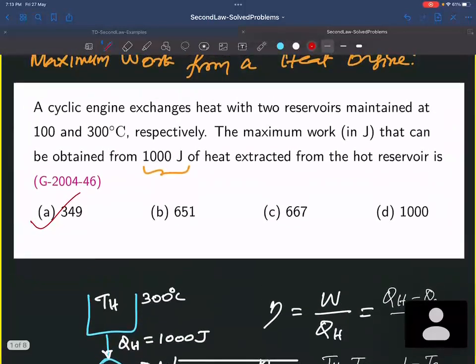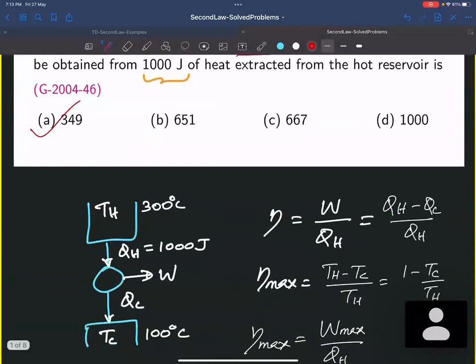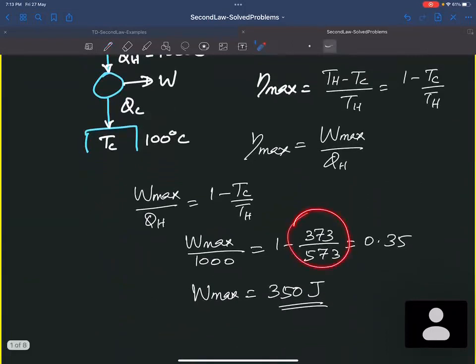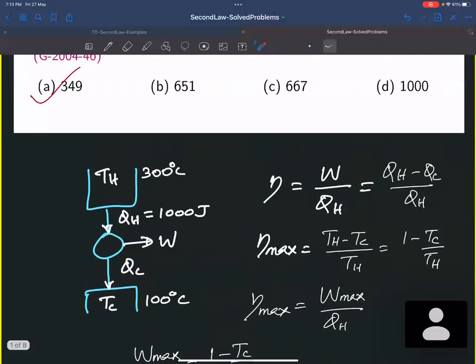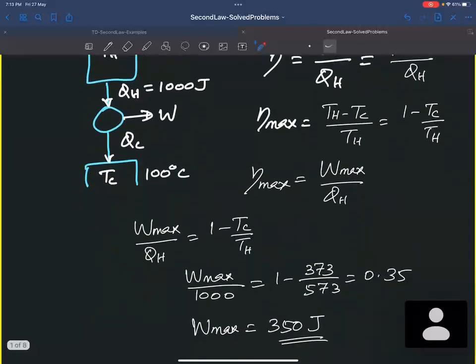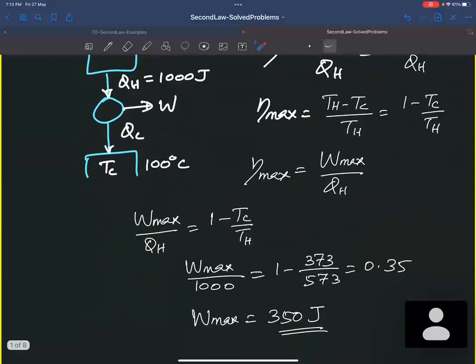The work maximum is possible only for the Carnot engine, so we are using this Carnot engine formula. Another important thing to be kept in mind is that the temperatures are to be in Kelvin. If you do it by mistake with degree Celsius, you'll end up with some other answer. Maybe this 651 you may be getting.